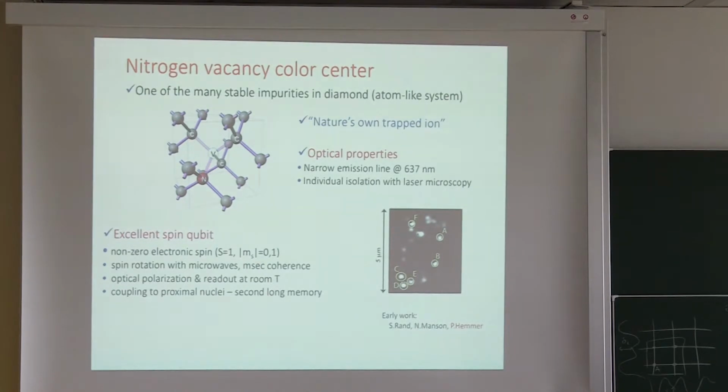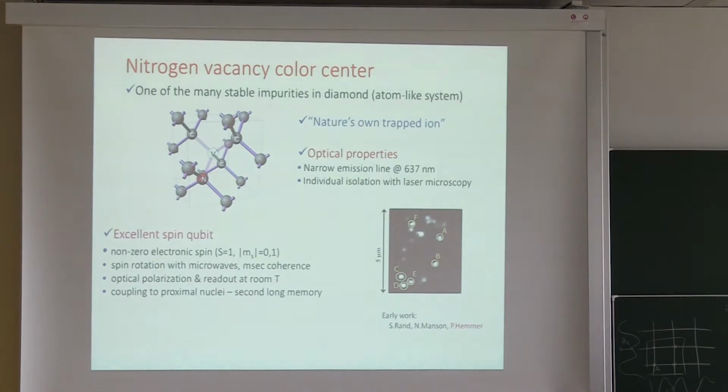It's a very nice spin qubit because its ground state consists of a spin triplet. It has a zero field splitting, and you can rotate the spin between these two different ground states using microwave fields. People have achieved relatively long coherence times on the order of milliseconds. You can polarize the spins optically, and you can also read them out optically, and that you can even do at room temperature. You can couple these electronic spins of the NV center to a nearby nuclear spin, and in this way you can generate a very long-lived memory on the order of seconds.